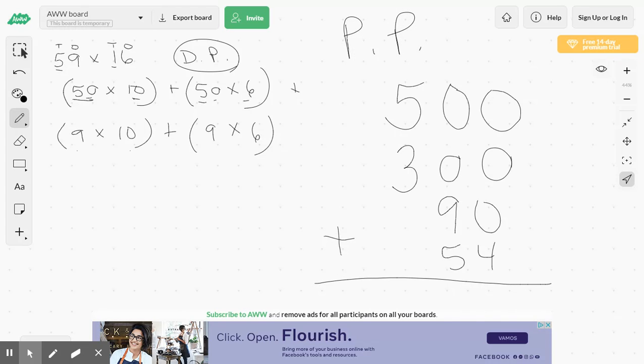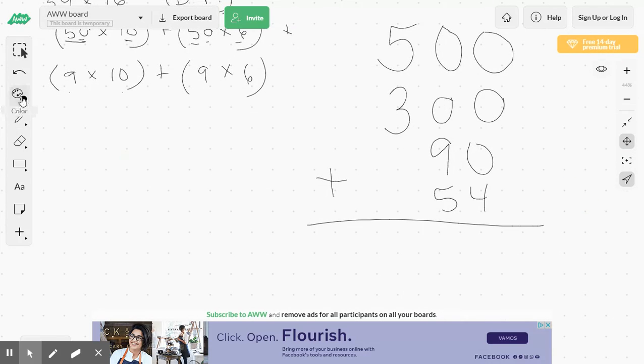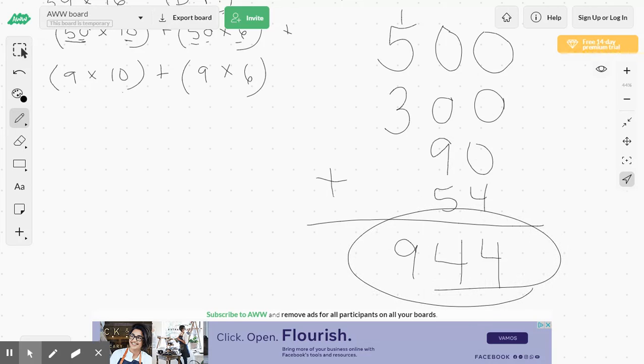Partial products, we add them up. So move this up here. So I'm going to take this and I'm going to add them up. So 0, 0, 0, 4 is 4. 0, 0, 9, and 5 is 14. I'm going to regroup that 1. 5 and 1 is 6. 7, 8, 9. So 944 is my actual product, my final product.